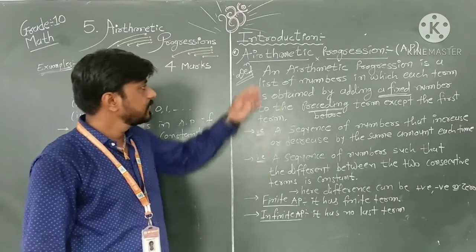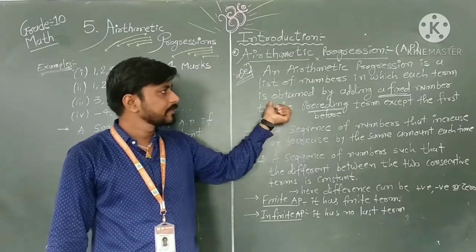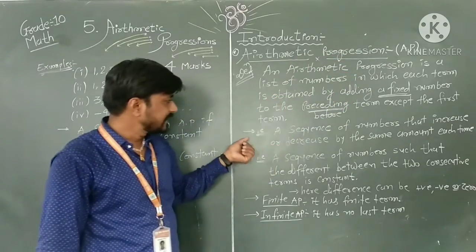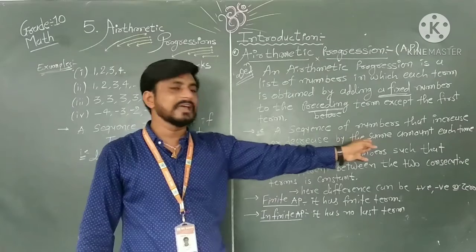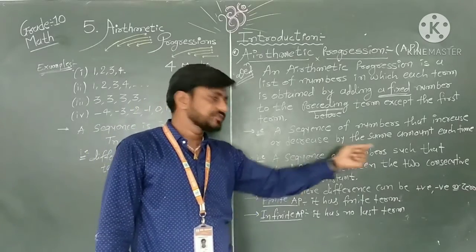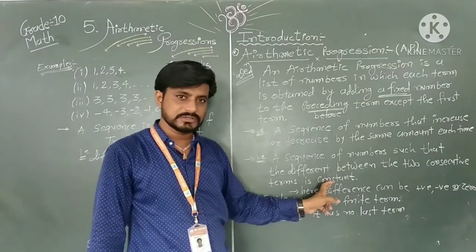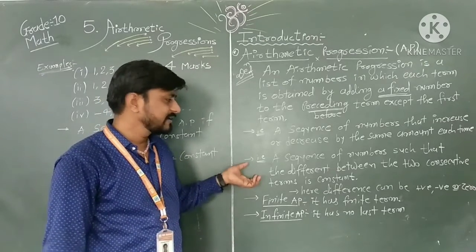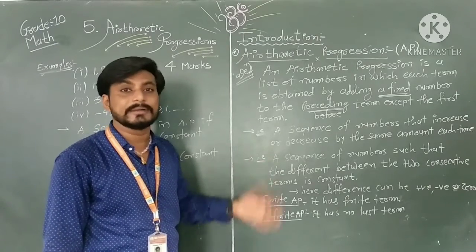Okay, again I read: an arithmetic progression is a list of numbers in which each term is obtained by adding a fixed number to the preceding term, except the first term. That is, a sequence of numbers that increase or decrease by the same amount each time. That is a sequence of numbers such that the difference between two consecutive terms is constant. If the difference of two consecutive terms is constant, then the given list is said to be an arithmetic progression, or the given sequence is an arithmetic progression.